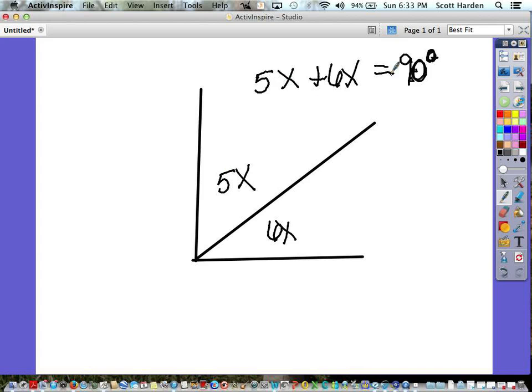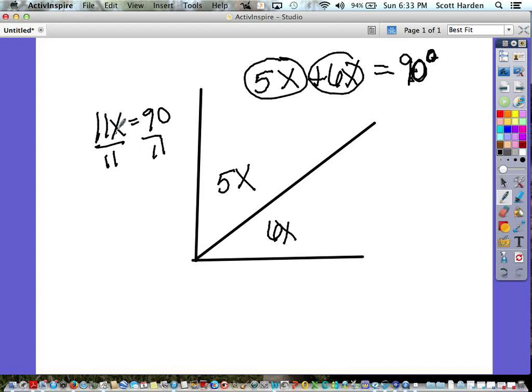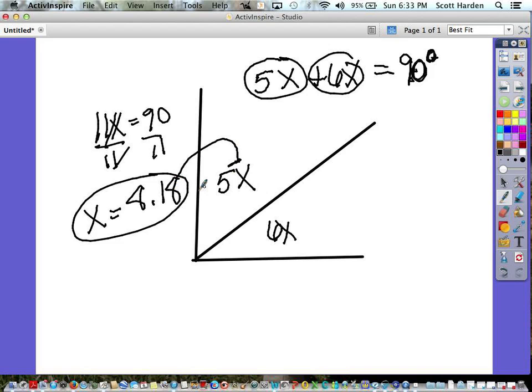So in order to solve for x, we need to combine like terms. 5x plus 6x is a total of 11x, which is equal to 90. Solving for x, we're going to divide by 11, which gives us x is equal to 8.18. We can then substitute this back into our angles. So 5 times 8.18 is going to give me 40.